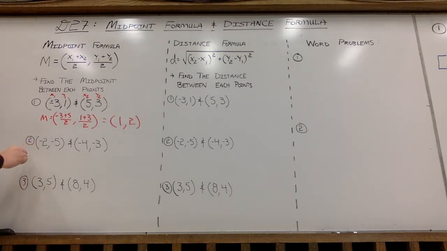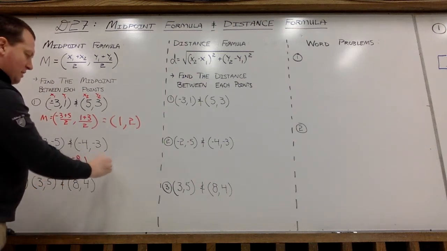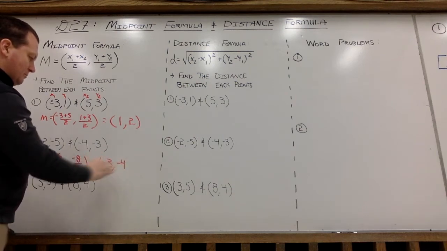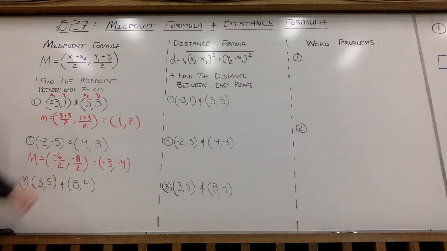My next set of ordered pairs here, I've got a whole bunch of negatives going on. So I'm going to add my x's. Negative 2 plus negative 4 is negative 6 divided by 2. And then I'll add negative 5 plus negative 3 is negative 8 over 2. Simplifying, negative 6 over 2 is negative 3, and negative 8 divided by 2 is negative 4. So negative 3, negative 4 is my midpoint.